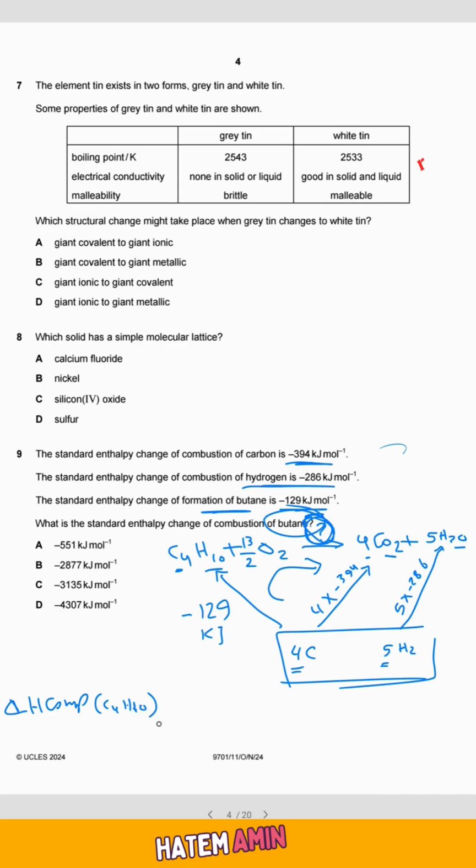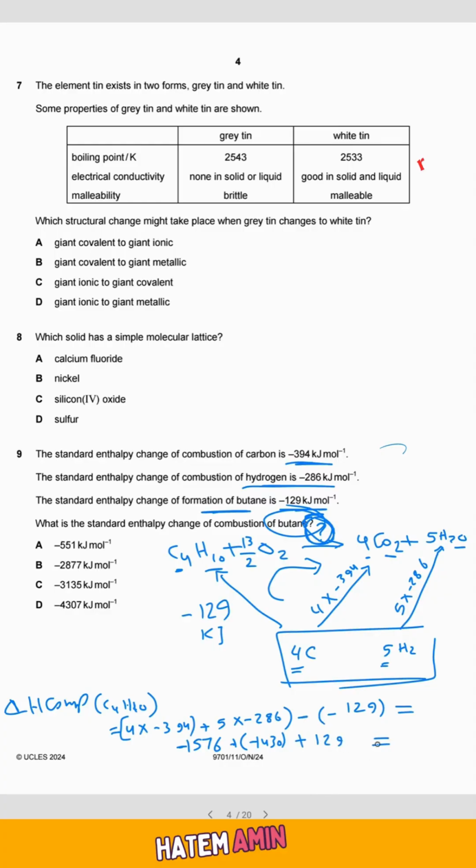equals what? Equals 4 times, first 4 times minus 394, because this is the first one, plus how many hydrogen do we have? 5 multiplied by minus 286, all of them minus minus 129 kilojoule. It will give us the result here. If we finish this calculation, it will give us minus 1576 plus minus 1430, minus, it's plus 129.